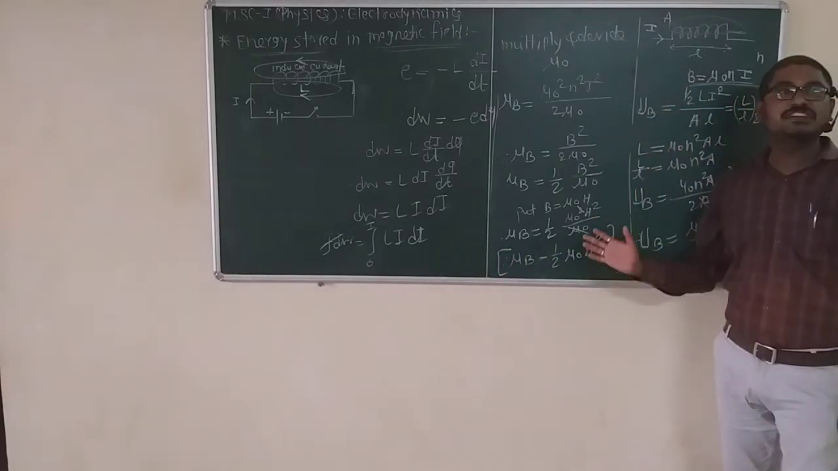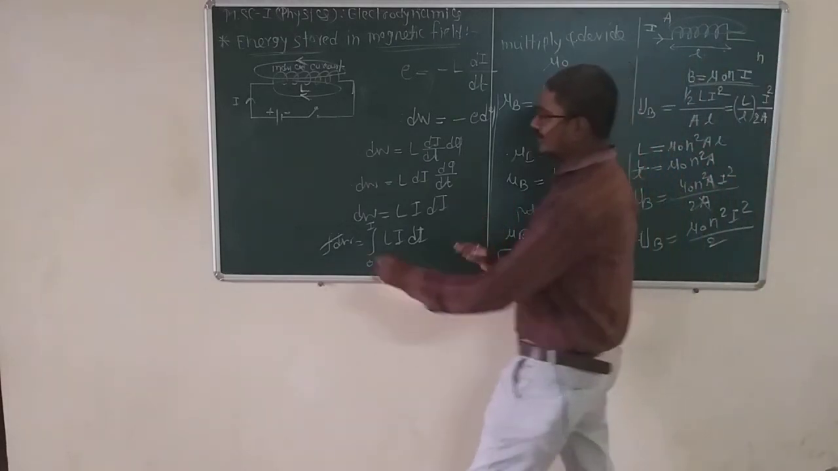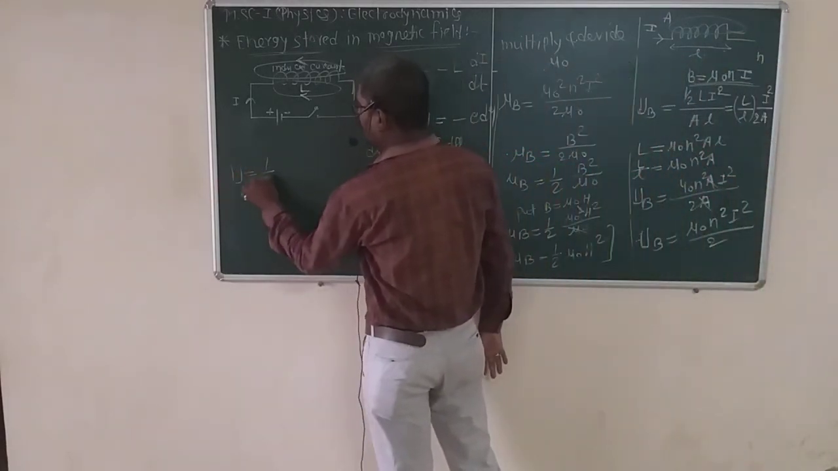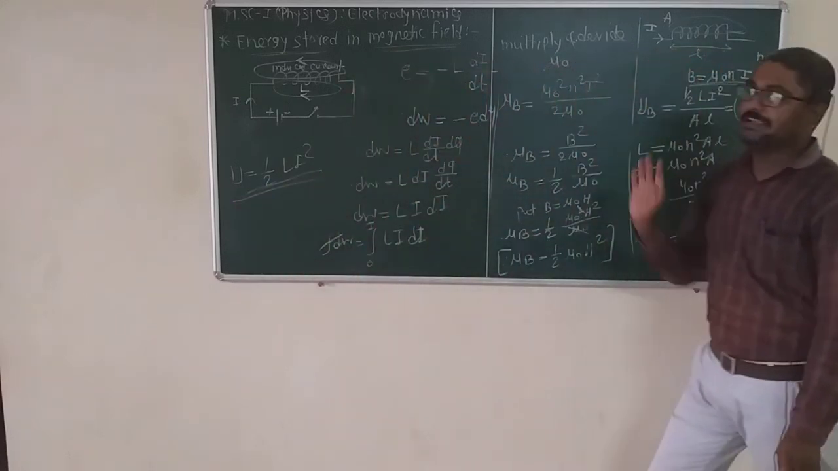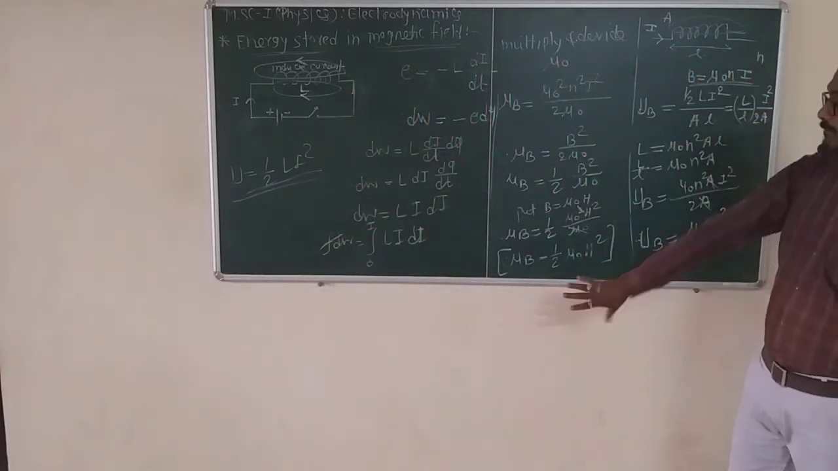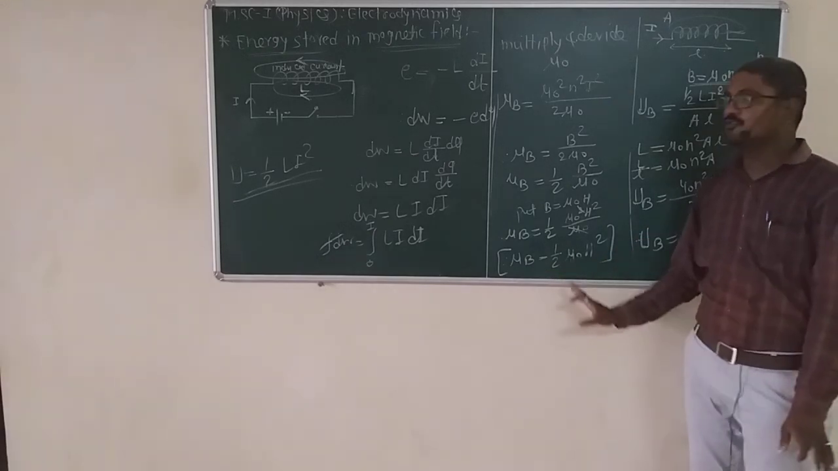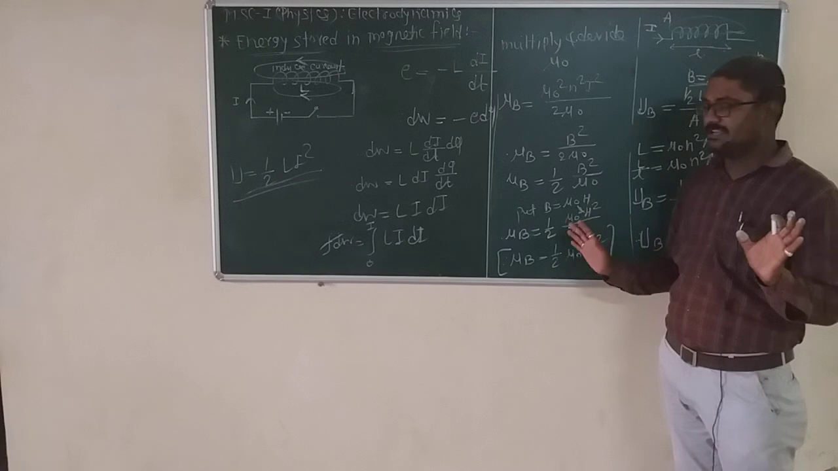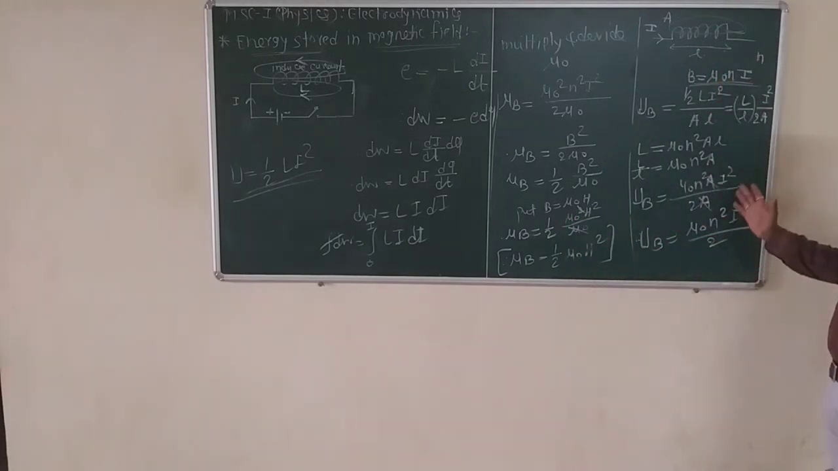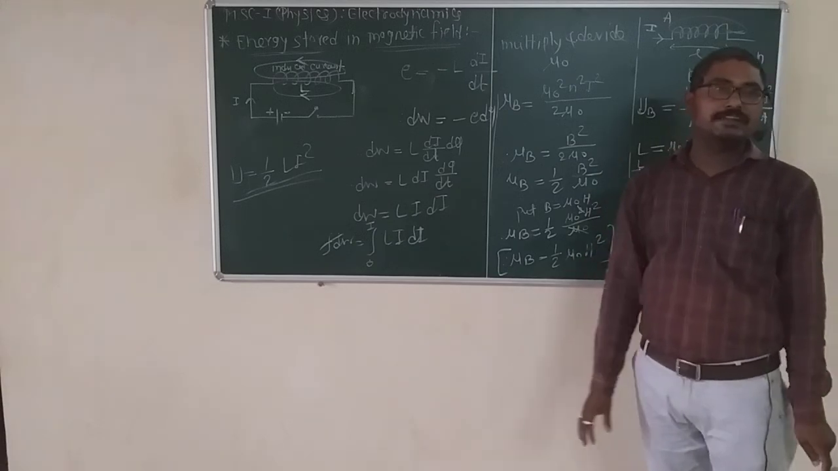The equation W or U equal to 1 by 2 L I square is the energy stored in a magnetic field. But this equation, UB equal to 1 by 2 mu naught H square, is the energy density in a magnetic field. This is the simple expression for energy density in a magnetic field.